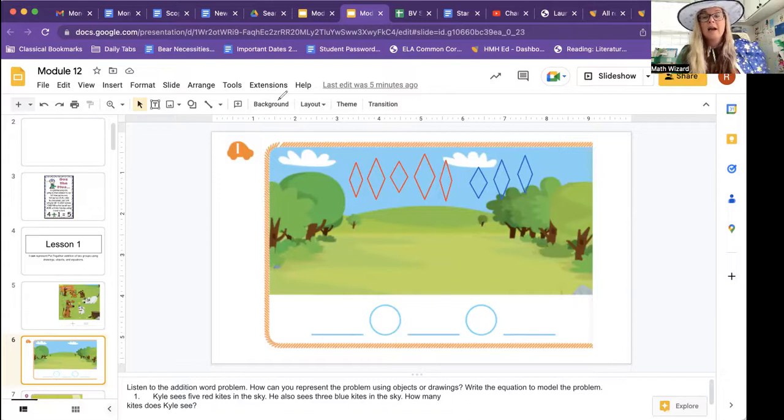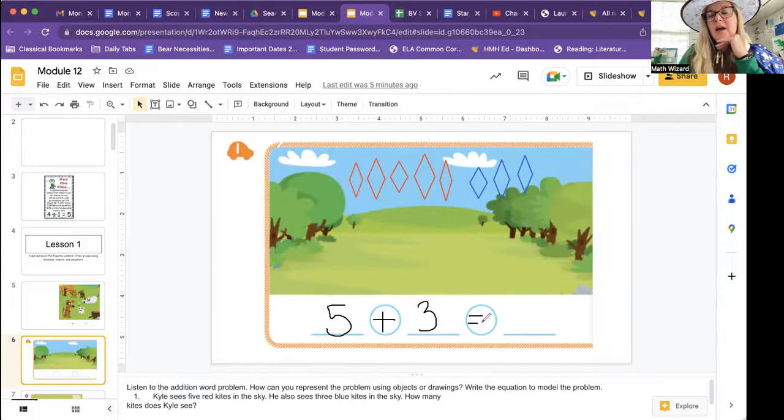So if those are our kites here, what's our equation going to be? What was our first number? How many red kites? 1, 2, 3, 4, 5. 5. And we're adding or joining another group with it, so we're going to do a plus. And how many blue kites did we see? 3 equals how many? How many altogether?